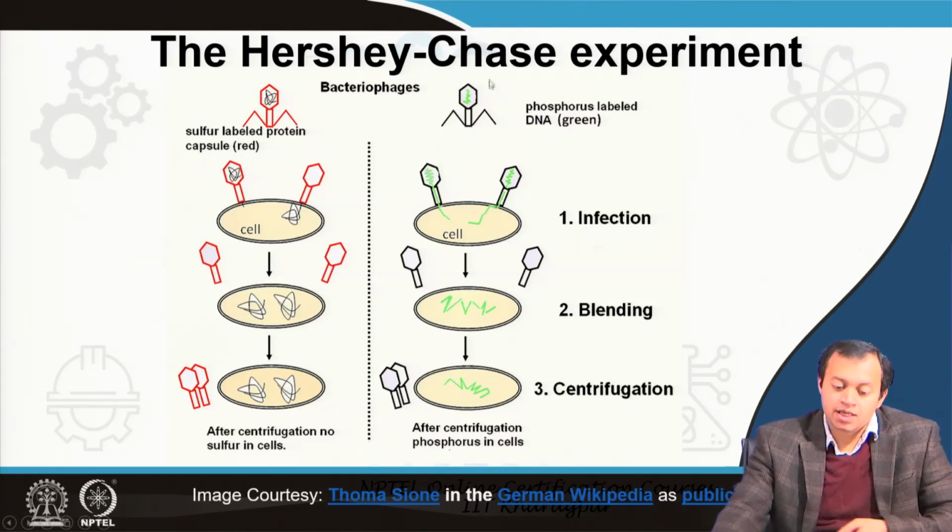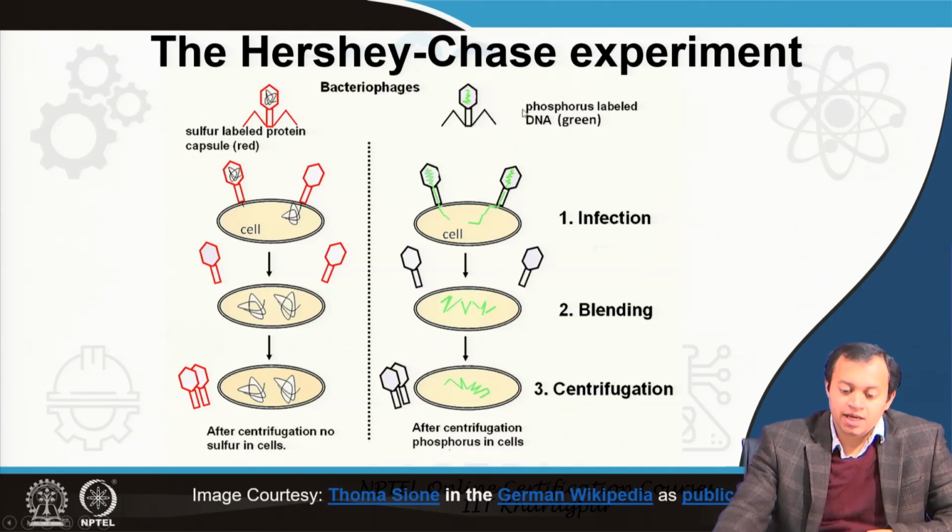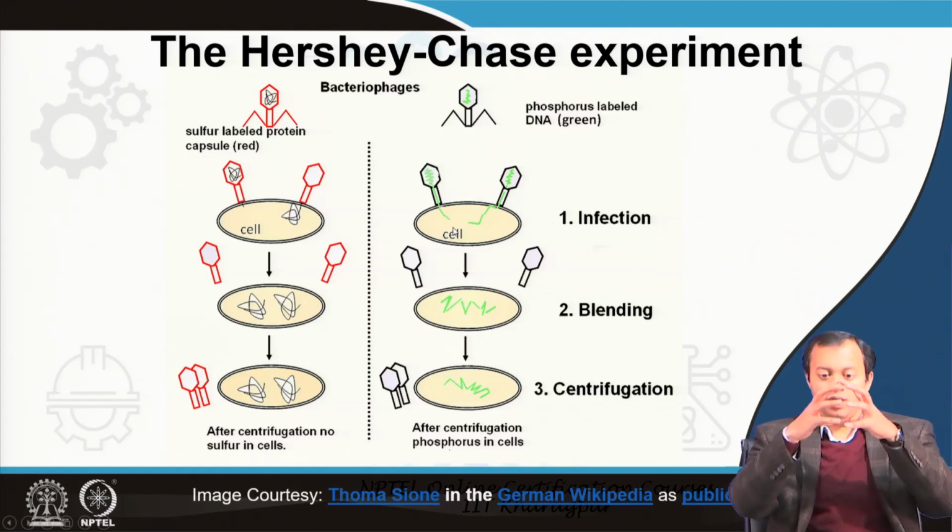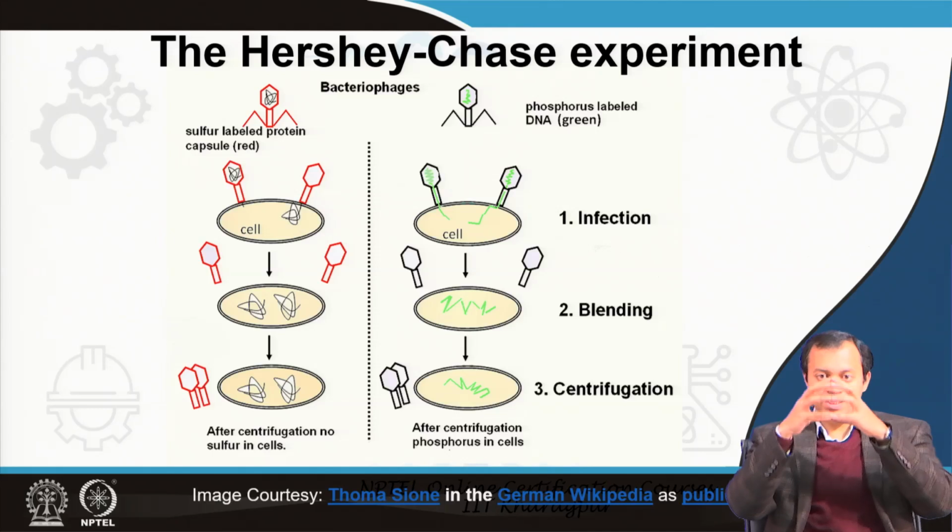In another set of experiments, the same bacteriophage, but this time they used radioactive phosphorus to label the genetic material present inside the virus, and this virus was made to infect similar types of bacteria. So, again, the virus is an assembly: outer layer protein, inner layer genetic material. In the first experiment, the outer layer was made radioactive. In the second experiment, the inner material was made radioactive. Two different materials, sulfur and phosphorus.